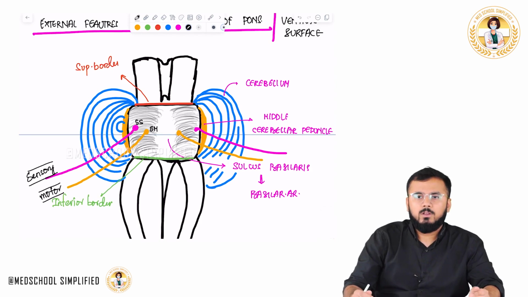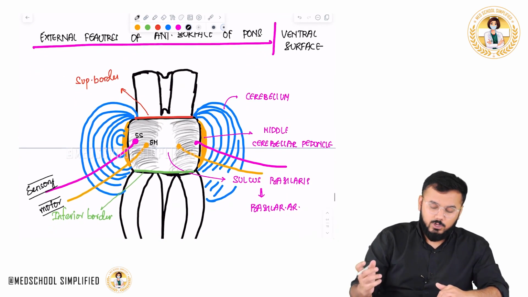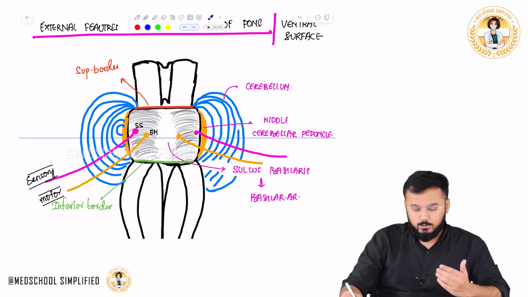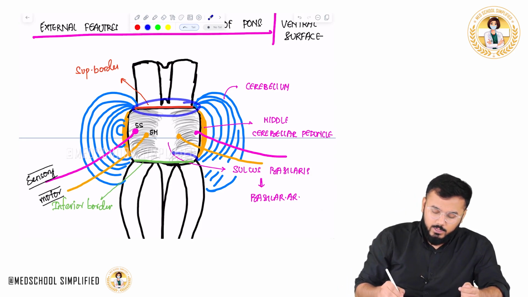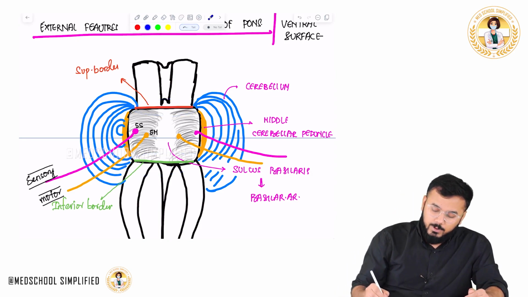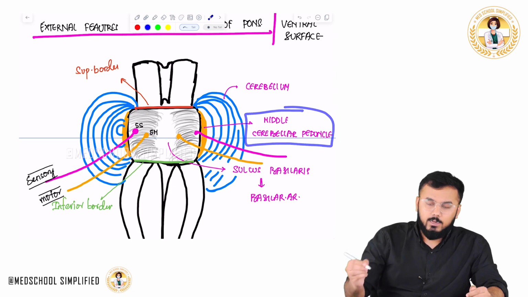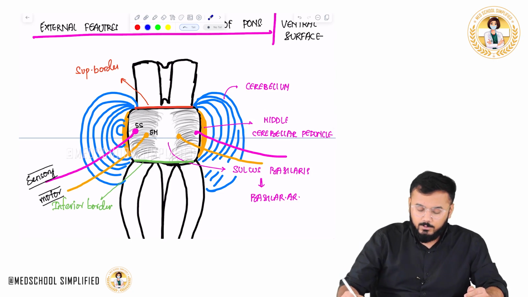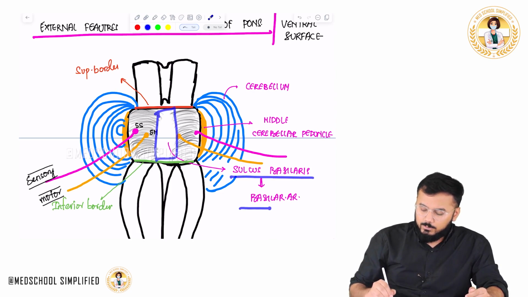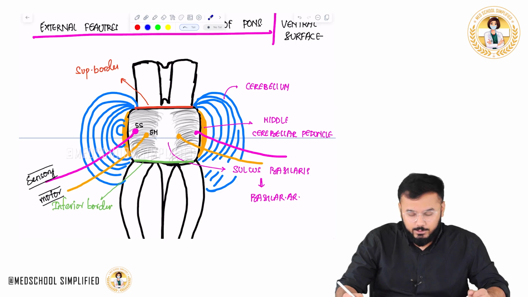So what are the external features which you have here? The pons has a superior border and an inferior border. The structure which is partially visible is your middle cerebellar peduncle. Next, this one over here is your cerebellum, and the center part is your sulcus basilaris, where the basilar artery is usually present.